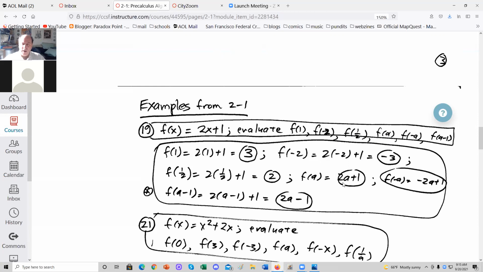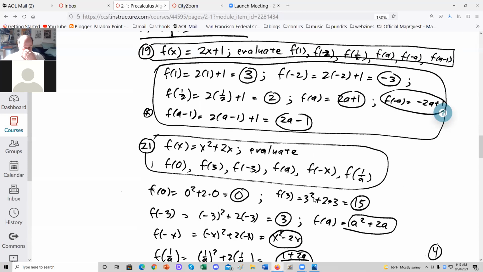F of a is 2a plus 1. F of negative a is negative 2a plus 1. F of a minus 1 is twice a minus 1 plus 1. After distribution and some arithmetic, it's 2a minus 1. And here they ask for, given f of x is x squared plus 2x, what's f of 0? What's f of 3? What's f of negative 3? What's f of a? What's f of negative x? And f of 1 over a.